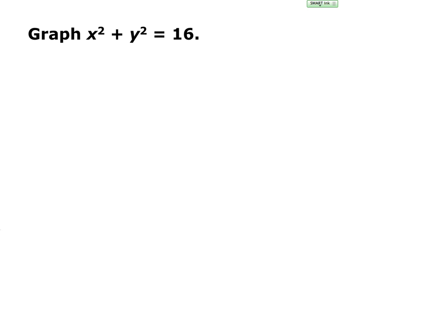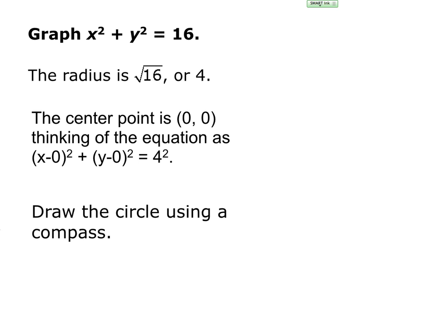Which one can you figure out easily, Grant? Okay, radius is 4. What's the center? 0, 0. Okay, so your center is 0, 0. Got some graph paper there. Might be, that's not too small. So 0, 0 is the center. 4 is the radius.